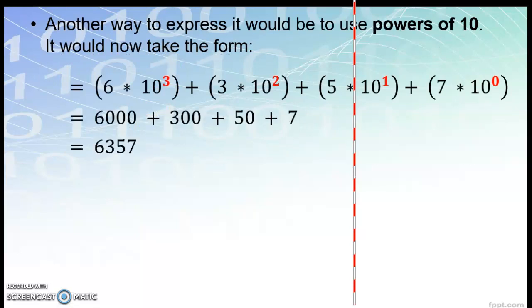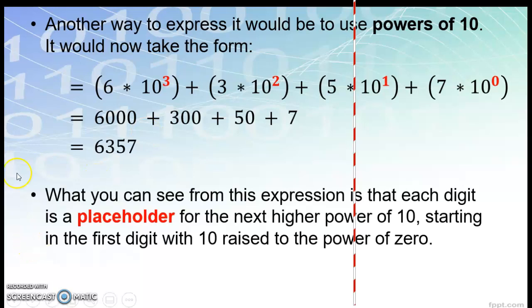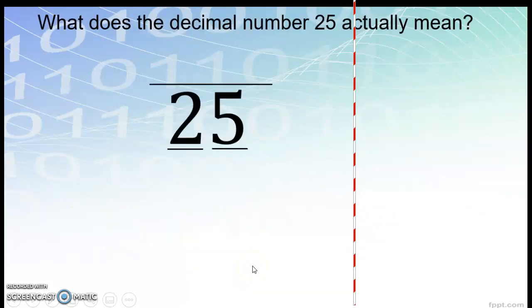So, just understanding where it's coming from, you can see from this expression that each digit is a placeholder for the next highest power of 10, starting at the first. So that's all fine. And here's one for you, 25. What about 25? Will that be 5 by 10 to the power of 0? And 2 by 10 to the power of 1. Won't it?